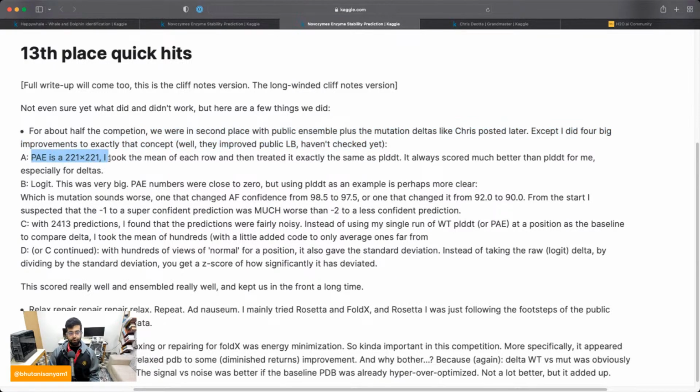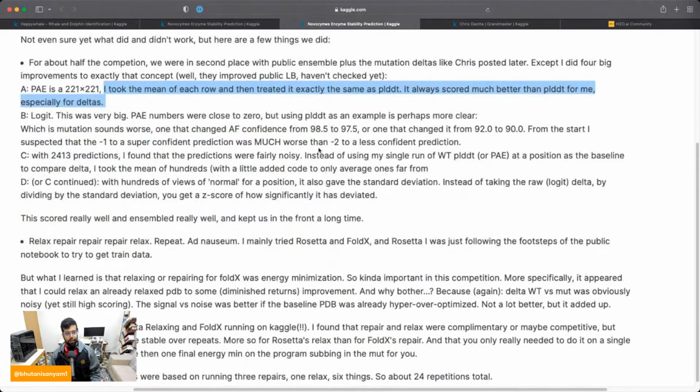PAE is a 2 to 1 by 2 to 1, and I don't know what that's referring to. I assume that's again something specific to a feature from somewhere. He says he took the mean of each row and treated it exactly like PLDDT. It always scored much better than PLDDT for him. The second part was logit. PAE numbers were close to zero, but using PLDDT as an example was even more clear.